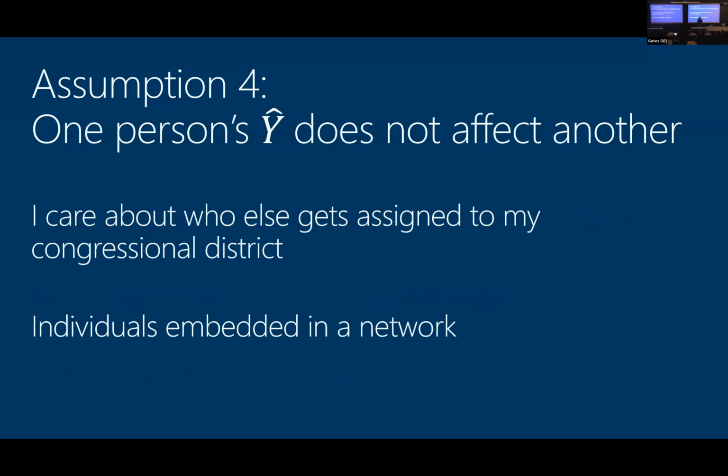And even those definitions assume that what y hat I assign to one person doesn't affect somebody else. If I'm doing some clustering for assignment to congressional districts, I really might care who else is in my district. Or if people are embedded in some sort of network, then what I do to one person may have effects on the people who are around them.